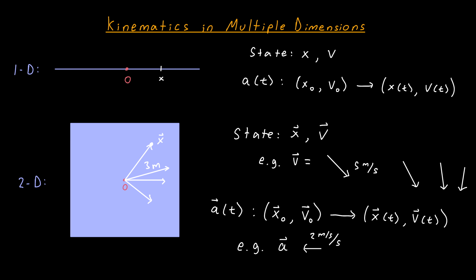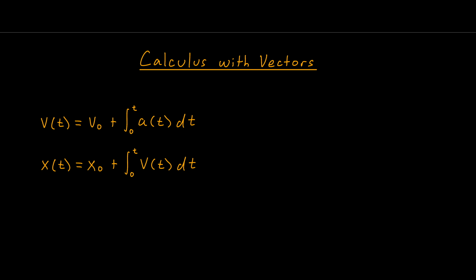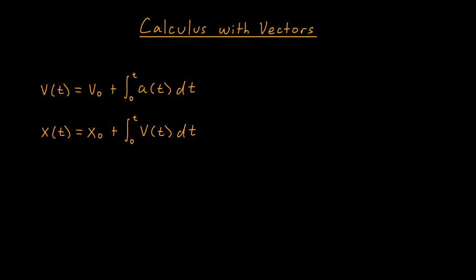Now, that's all well and good conceptually, but how do we actually do math with these objects, right? If we look at our fundamental calculus relationships between position, velocity, and acceleration, we see that velocity is the initial velocity plus some integral of acceleration, and position is some initial position plus the integral of velocity. And in multiple dimensions, each of these variables is actually a vector, not just a number. Right? Velocity is a vector, position is a vector, and acceleration is a vector that have directions in space.